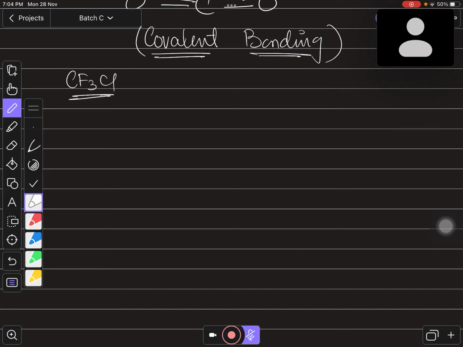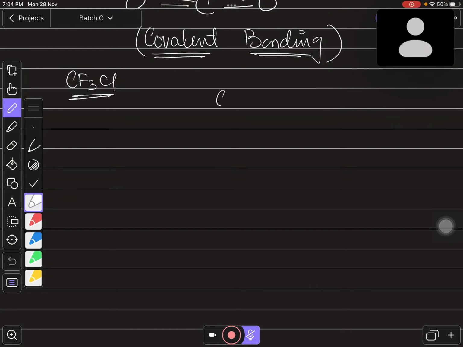You can see we have three different non-metals over here. They are combined together, so they are forming covalent bonds. So definitely there should be sharing of electrons, right? If you see over here, we have one carbon, three fluorine and one chlorine. You need to remember the one which requires the greatest number of electrons should be in the center, right?